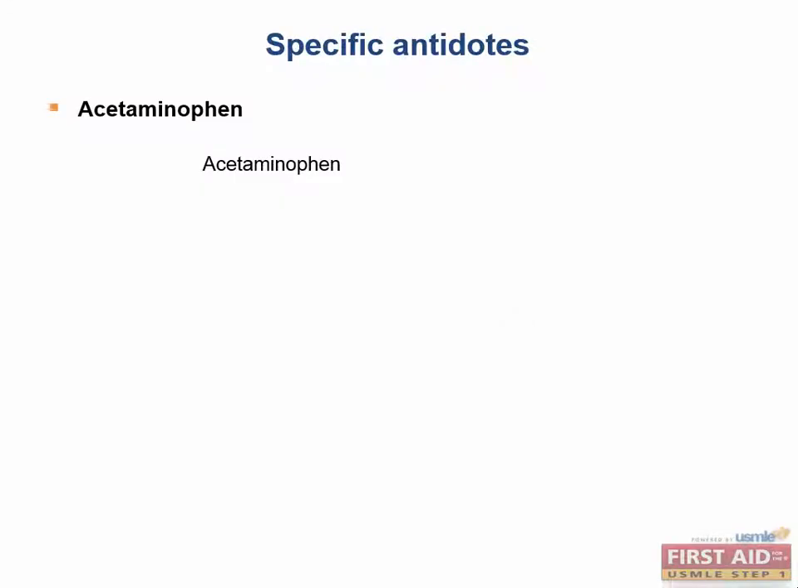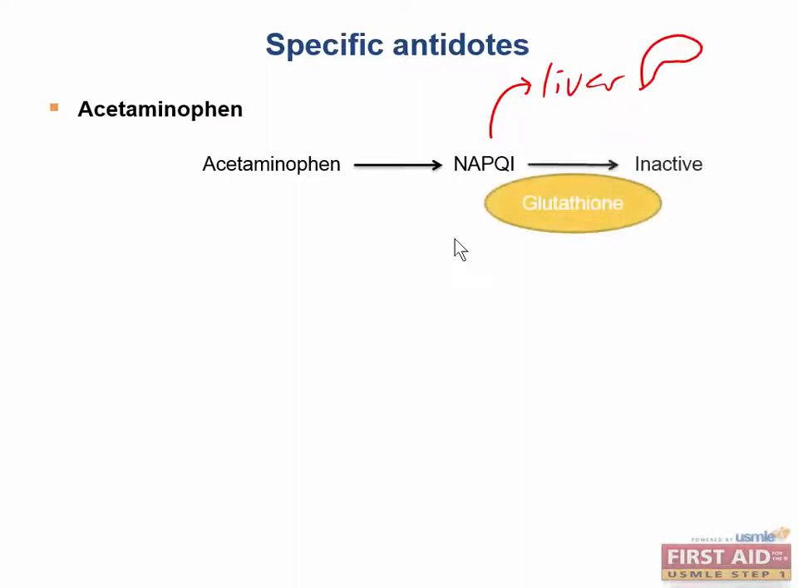We will first start off with an acetaminophen overdose. Acetaminophen can be oxidized into NAPQI, N-acetyl-p-benzoquinone imine, so NAPQI. Now this is a metabolite that is toxic to our liver. This NAPQI can be further conjugated with glutathione to form a non-toxic byproduct, but in cases of acetaminophen overdose, this glutathione is going to be depleted.